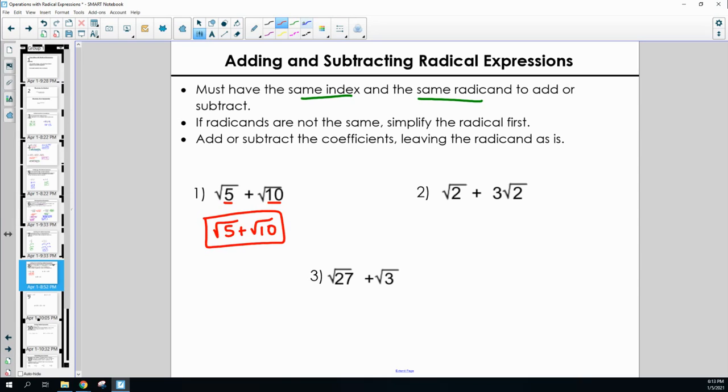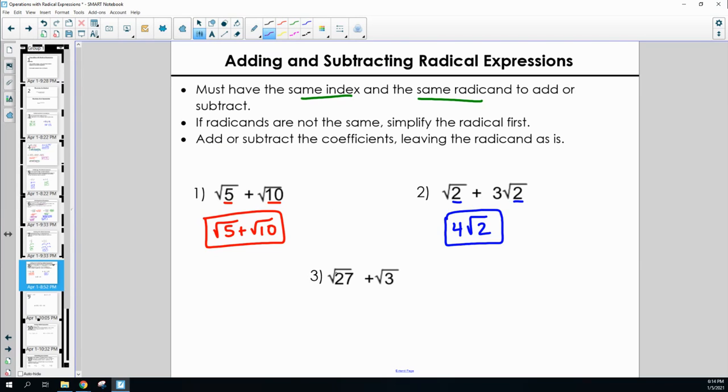Okay, in the second one, we have to first check the indexes. So the indexes are the same. They're both square roots. And the radicands are the same. Here we have a 2 and here we have a 2. So since they have the same index and the same radicand, what we're going to do is add what's in front. So we're going to add the coefficients. So in front of the square root of 2, we have a 1. Right? So even though it's not listed, we know there's a 1 in front of here, and there's a 3 in front of here. So 1 square root of 2 plus 3 square root of 2 is equal to 4 square root of 2. So we keep the square root of 2, and we don't do anything with that. We just add the numbers in front.